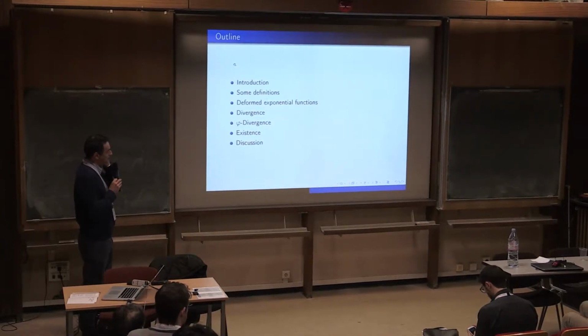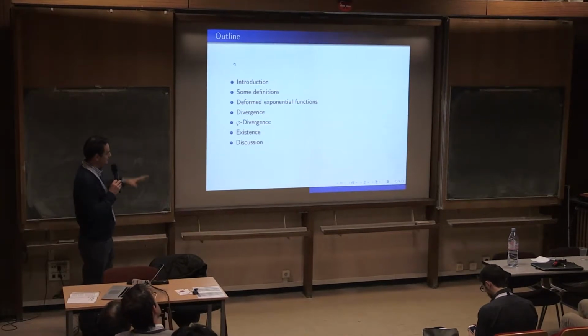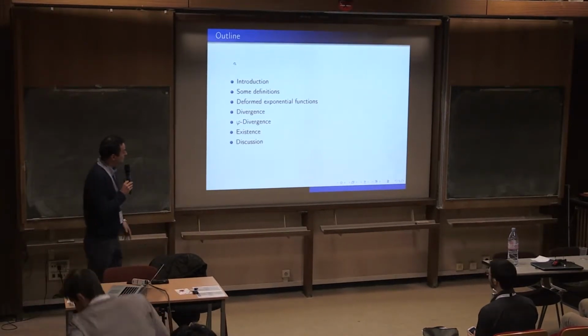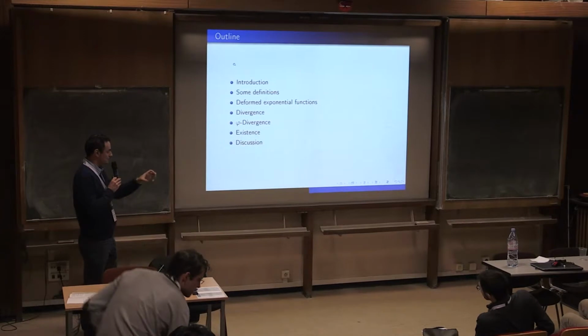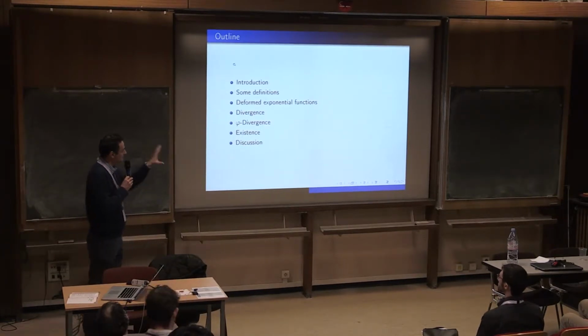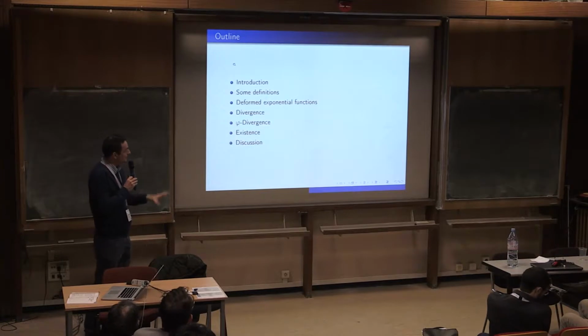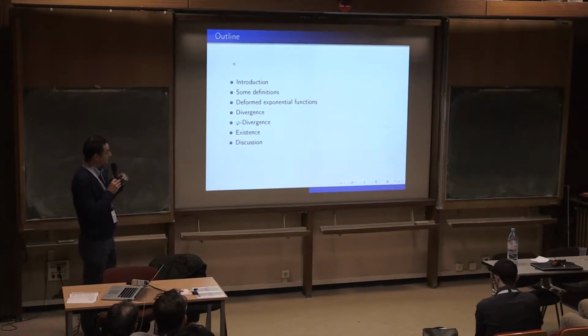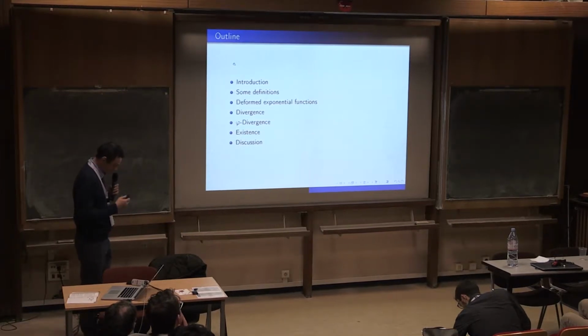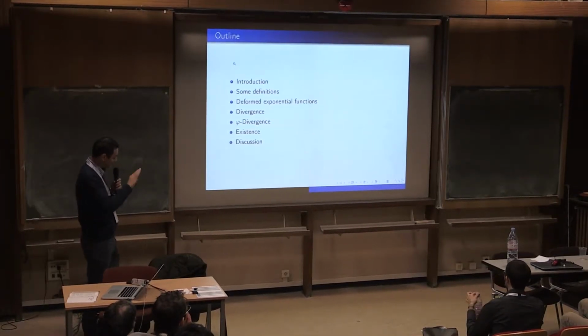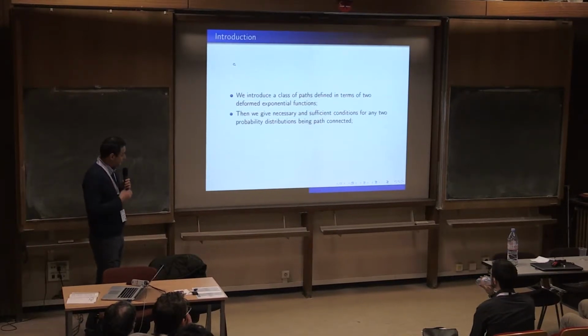So the outline is going to be like that. I'm going to discuss some of our motivation, and then some definitions, and we are going to move forward to the core of the presentation, which is dedicated to the deformed exponential functions related to those probability functions, and then we move to aspects of statistical divergence, and the particular one we are working with, the phi divergence, and then the conditions for existence of those connecting paths, and finally the discussions.